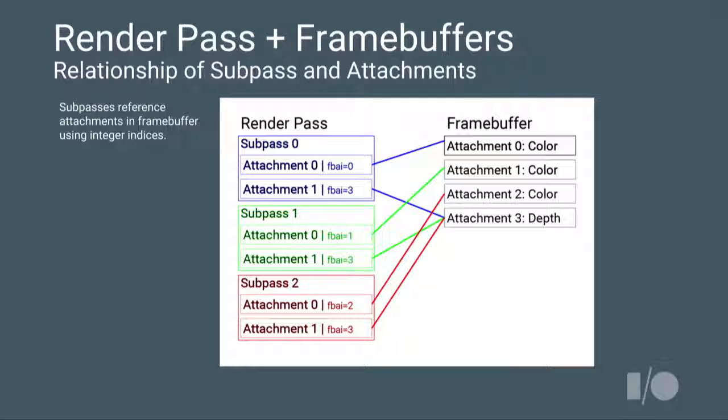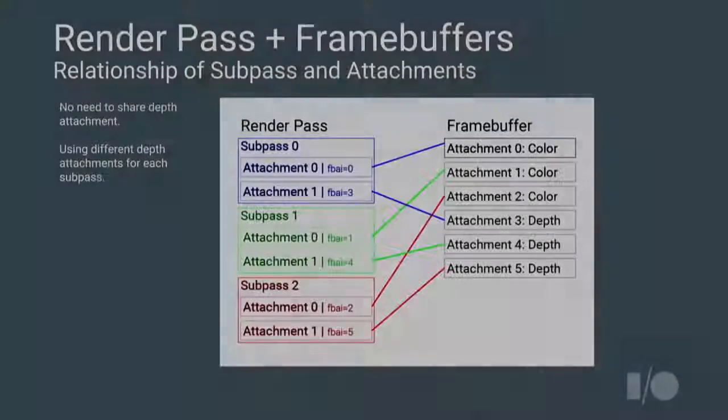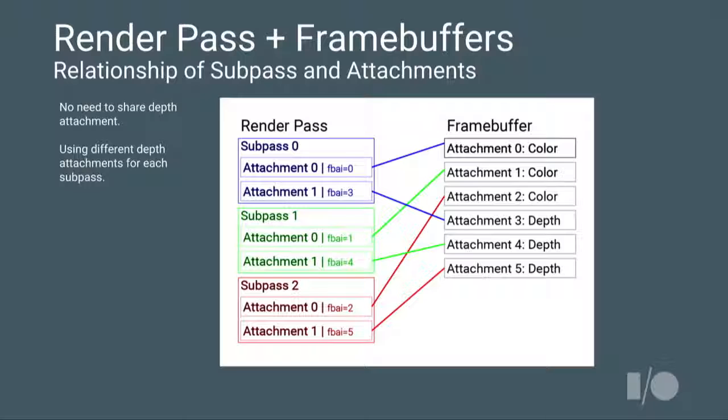Here's a diagram that describes the relationship between subpasses, render passes, and framebuffers. You can see on the right, the framebuffers are basically just a list, and the render pass is composed of multiple subpasses. There's actually no need for you to share one depth pass. You can have as many depth passes as you want, assuming that it's within the device limits.